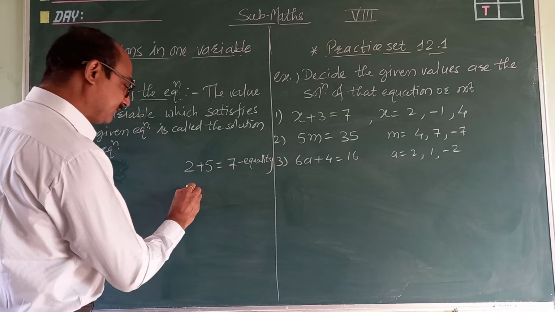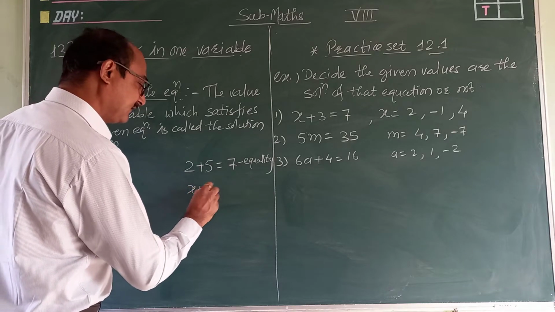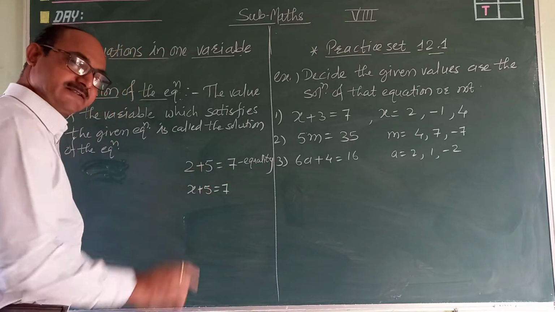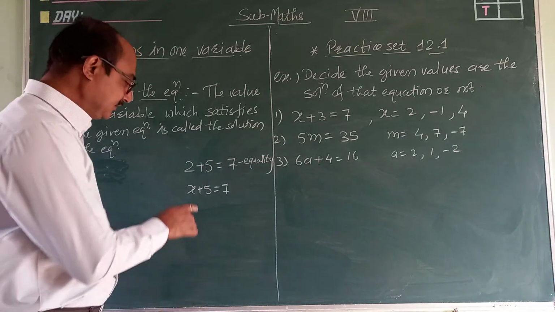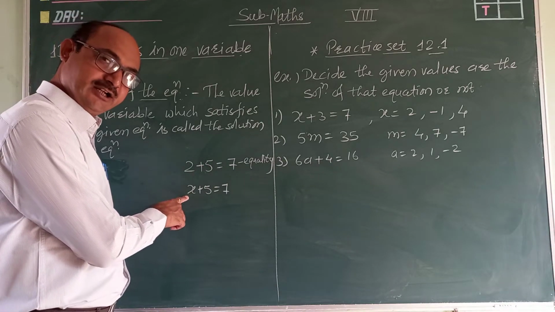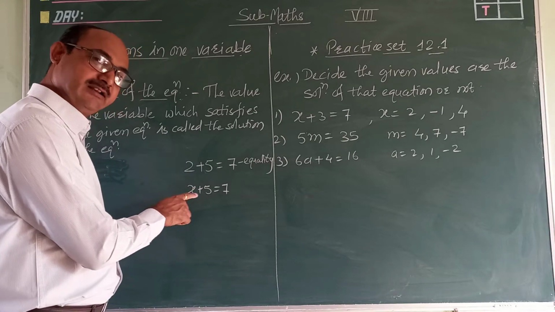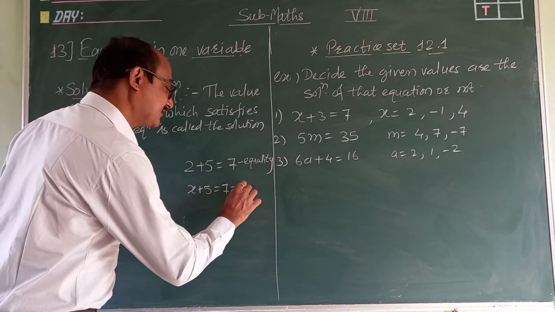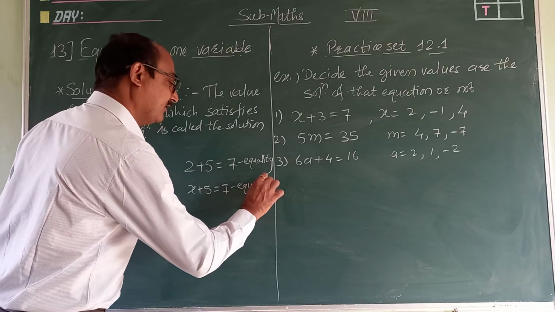But instead of this one, suppose we write this: x plus 5 equal to 7. So this is an unknown value, meaning we have used one letter to show this. So this equality is now termed an equation.